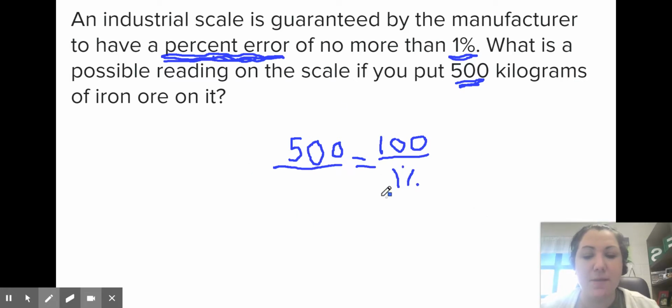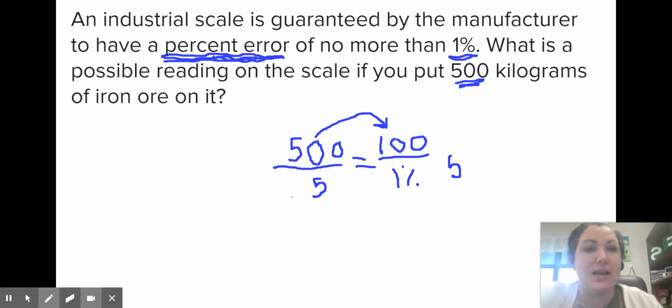Okay, so now I have my proportion set up and I can go ahead and solve it. 500 divided by 100 is 5. And I'm going to do 5 times 1, which is 5. That means that my error can be 5 off. So what this means is that since it is a percent error, it's the amount that it is wrong by. So in this case, my reading can be wrong by 5.